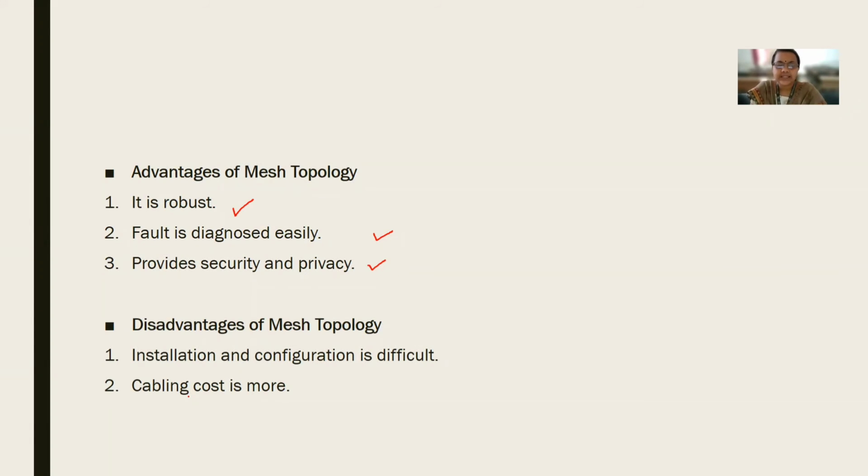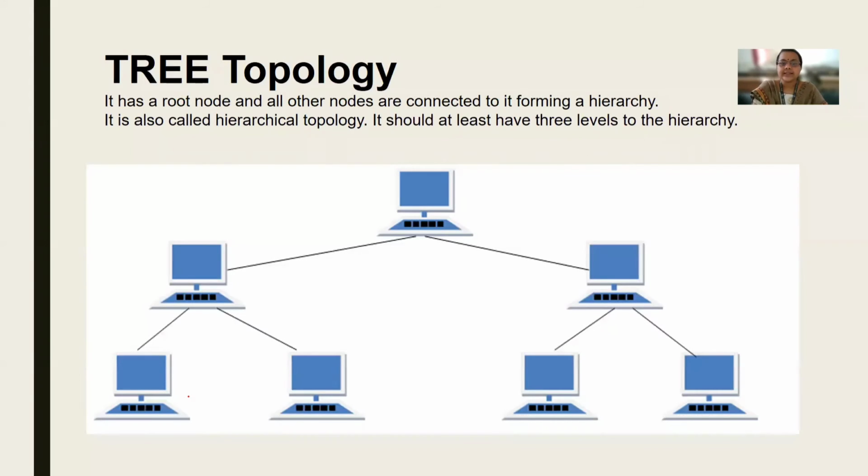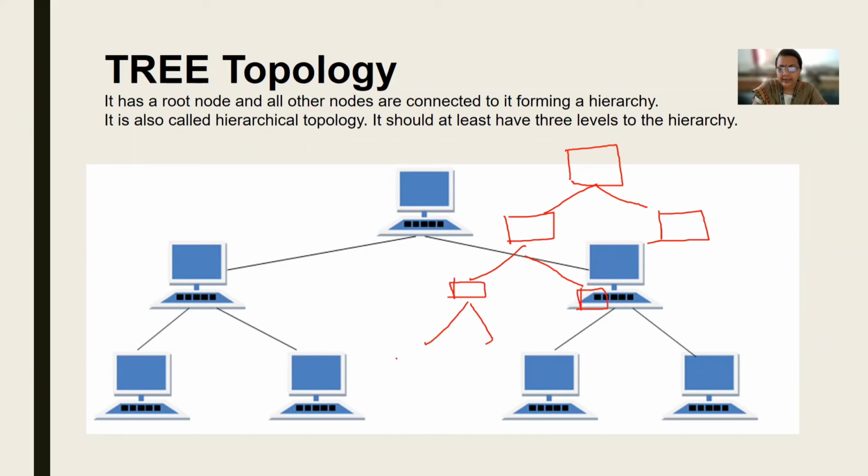So these are the two disadvantages of the mesh topology. And next coming is the tree topology. The tree topology means I will arrange level wise. Here at the top there will be a node, and from this you can see left and right nodes. Then from each of those again two are connected, like this. So that is called the tree topology.